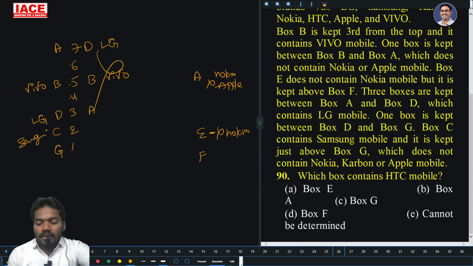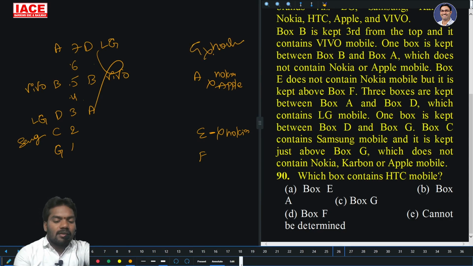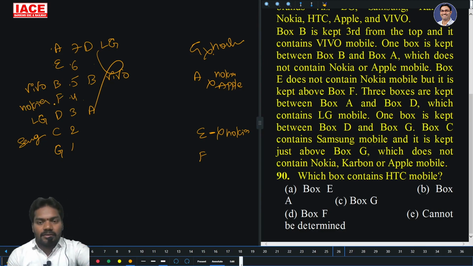which does not contain Nokia. This Nokia, so C is also not Nokia. A is not, E is not, A is not. E is above the F. Between the two, if it is not Nokia, then F only Nokia. So A is not Apple also.